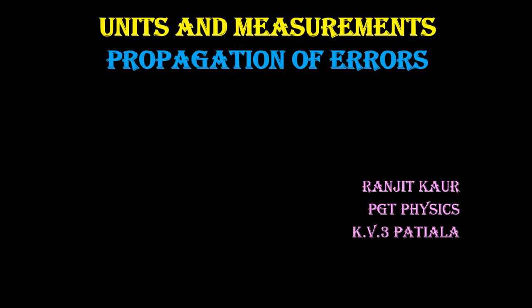Hello students. Till now we have discussed types of errors and different types of errors: random errors, systematic errors, least count errors. Under the types of errors, we have also discussed absolute errors, relative errors and percentage errors.